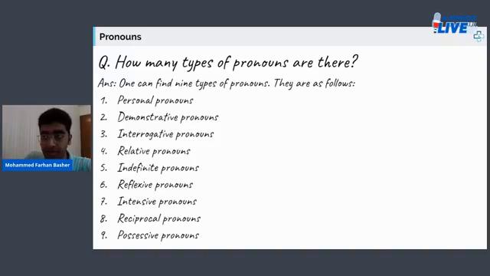9 types. The first type being personal pronouns. Second, demonstrative pronouns. Third, interrogative pronouns. Fourth, relative pronouns. Fifth, indefinite pronouns. Sixth, reflexive pronouns. Seventh, intensive pronouns. Eighth, reciprocal pronouns. And ninth, possessive pronouns, right? Okay. So we will start with the very first type, which is, of course, personal pronouns.